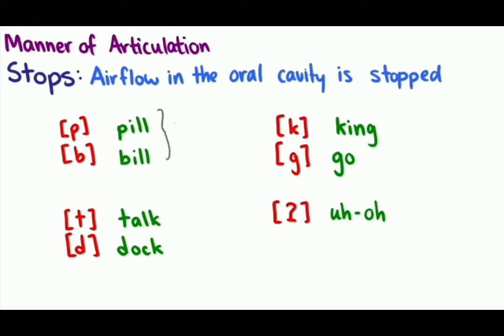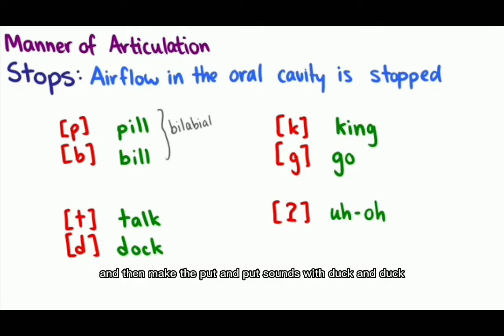So for instance, "p" and "b" in pill and bill. These are bilabial sounds. So here the airflow is stopped right behind your lips, P and B, and then it's released.